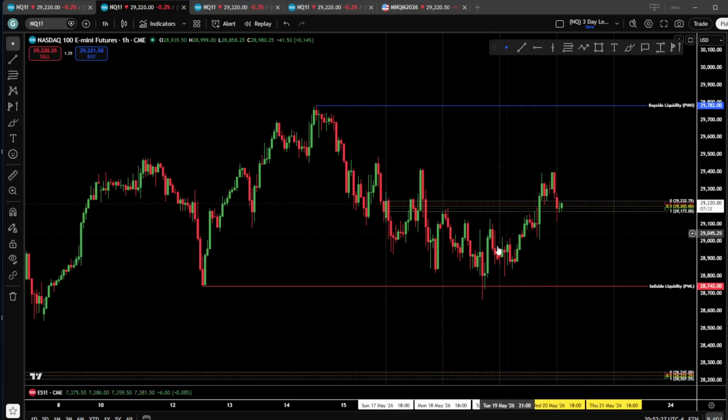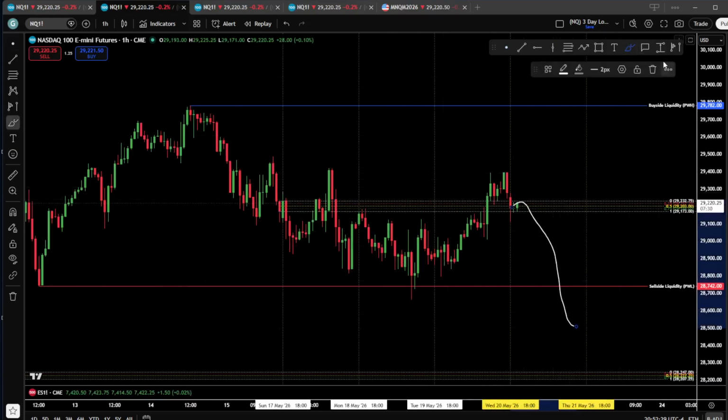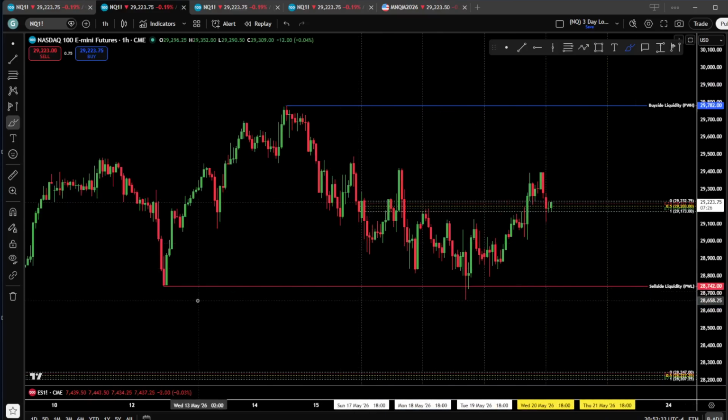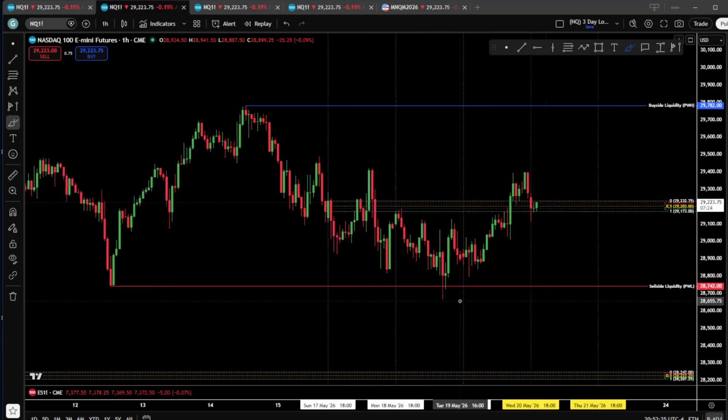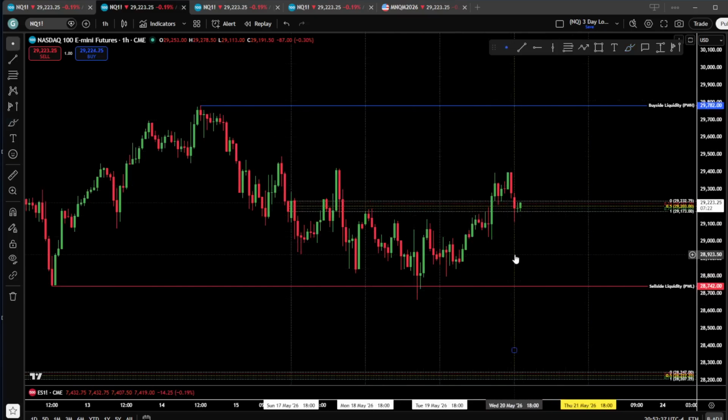This doesn't really fit the profile of a reversal, right, because of Tuesday here. The fact that Tuesday takes out the previous week's low and rejects from there, right, this to me cannot be a reversal profile.